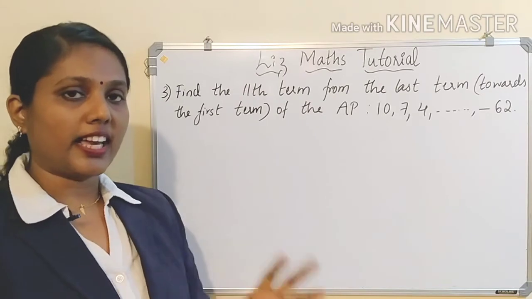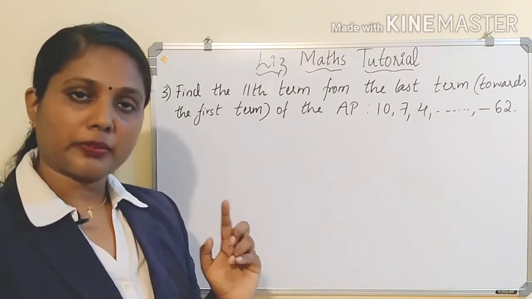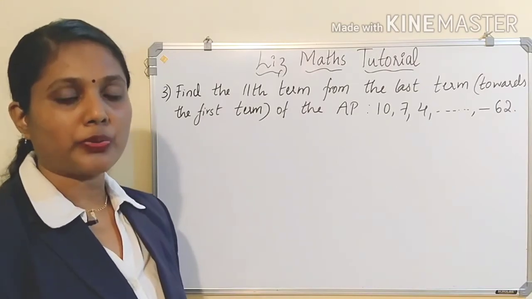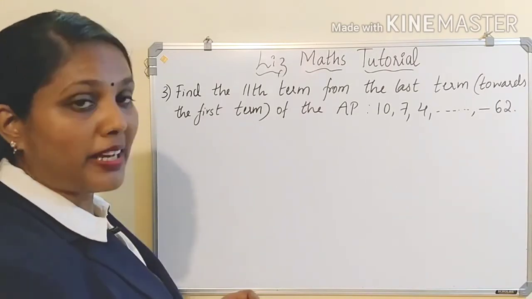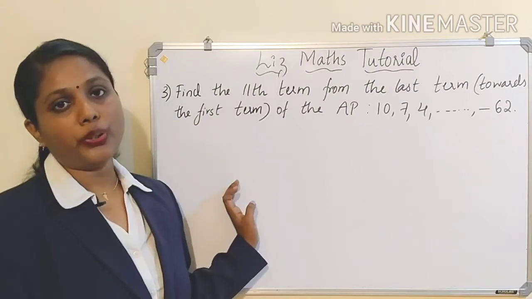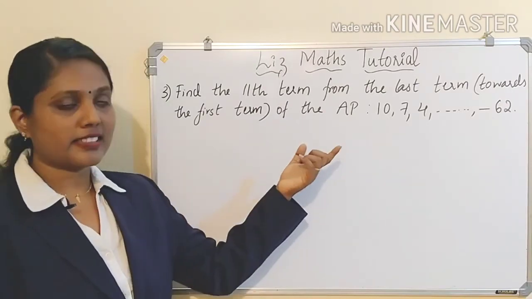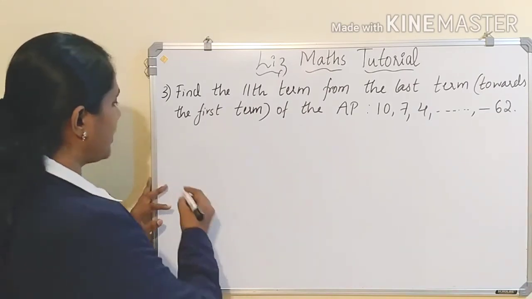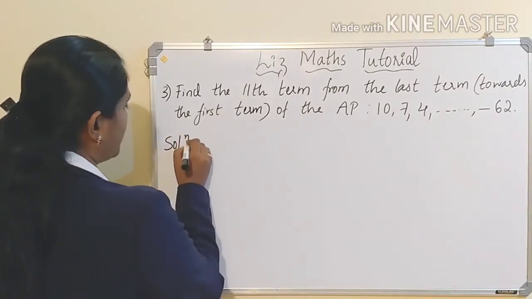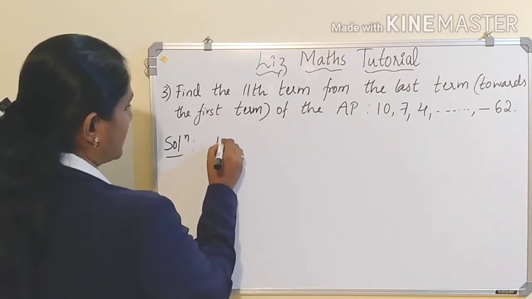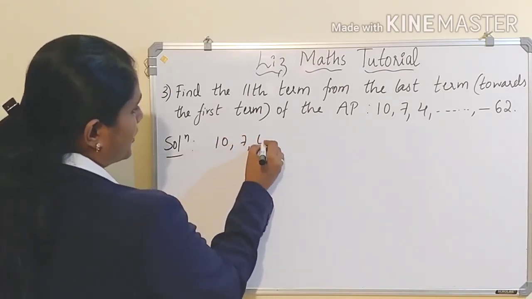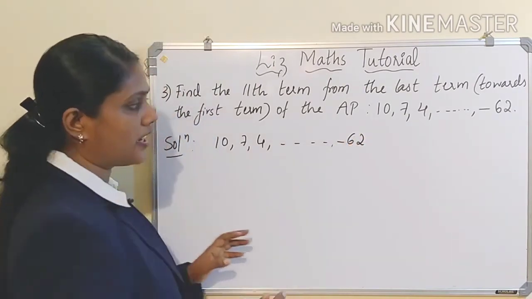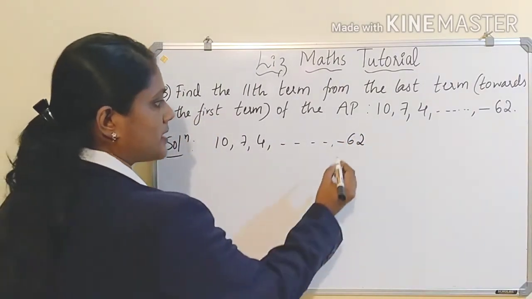The nth term, that is the last term, they have given here. When they give the last term, I've told you in the previous video, you have to use which formula here? l minus (n minus 1) into d. When they give the last term, you have to use this formula here. So here, how to find out the solution? See, first you know that the given AP is nothing but 10, 7, 4 up to minus 62. Can you see here? Minus 62.